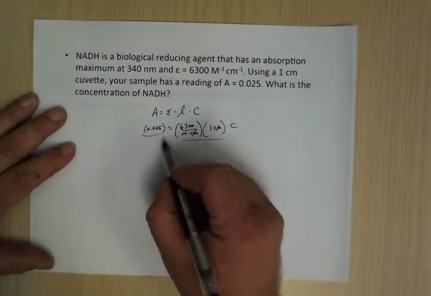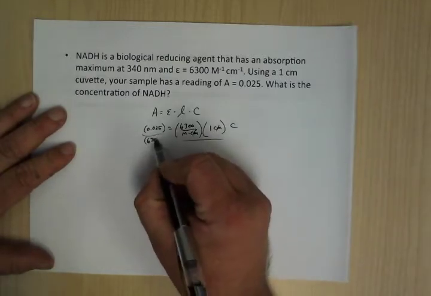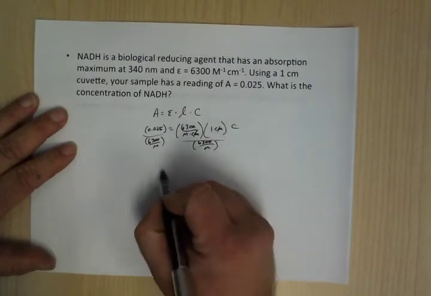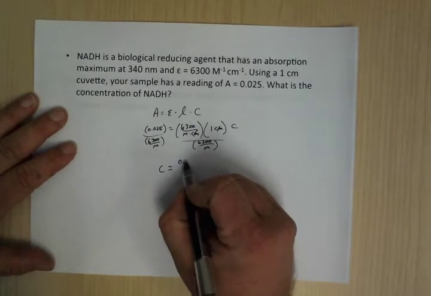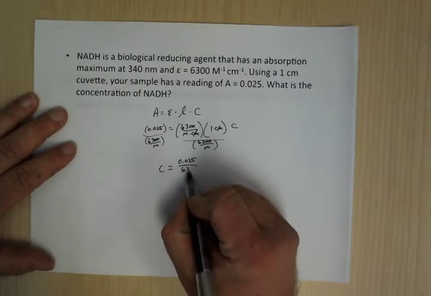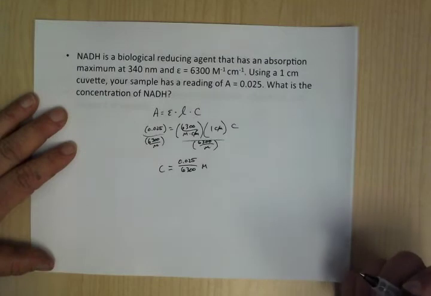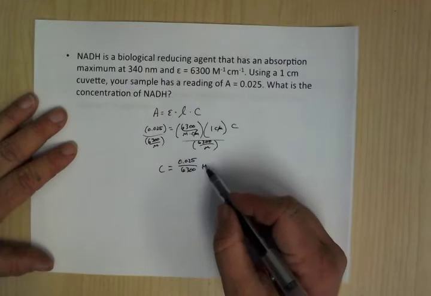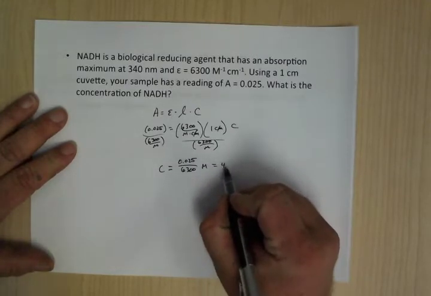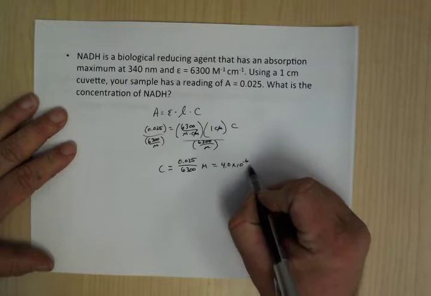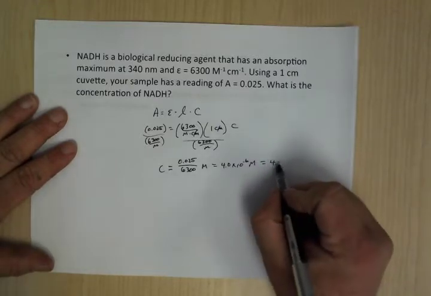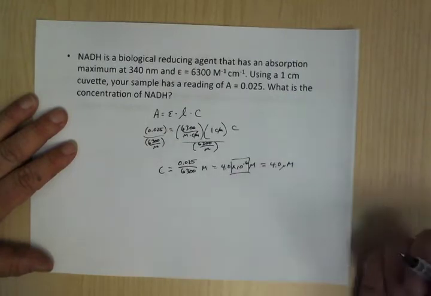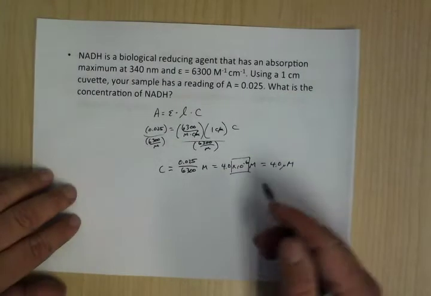So we're going to divide both sides by 6,300 per molar. So concentration ends up being 0.025 divided by 6,300 M. If you divide something, it's going to end up flipping into the numerator. So this ends up being 4.0 times 10 to the minus 6 molar, or if you want to be really fancy, you can say 4.0 micromolar. Micro means times 10 to the minus 6. So I'll take either one, but if you need it, there you go.